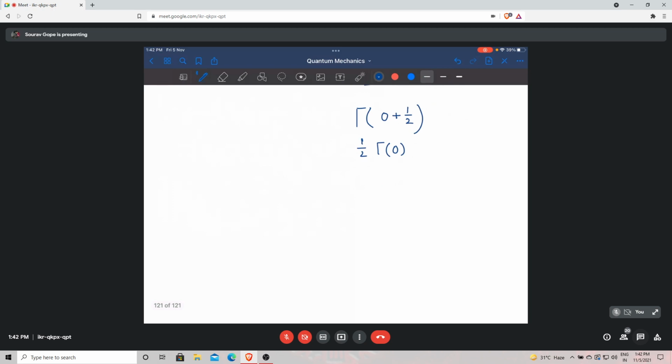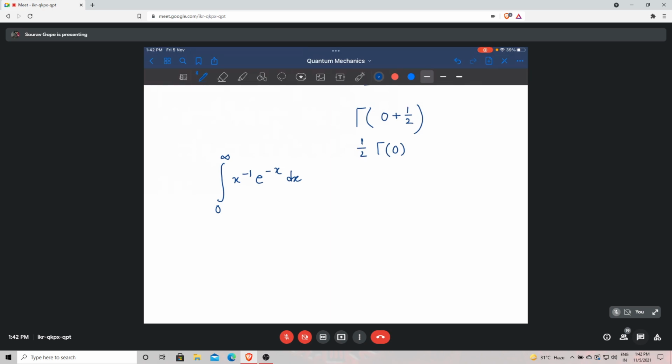What is gamma 0? We know that, you tell me how can we write gamma 0? Put x to the power minus 1, right? If I am not wrong. Yes, sir. Gamma 0 is the integral of x to the power minus 1 e to the power minus x dx.